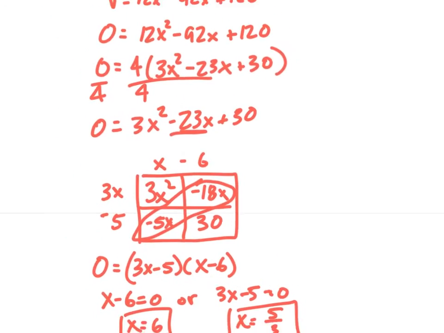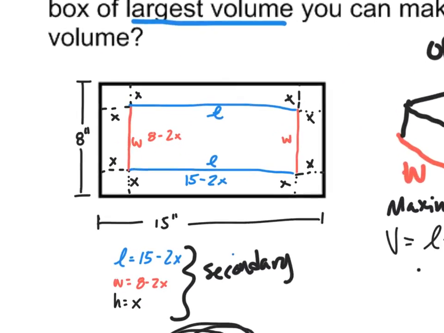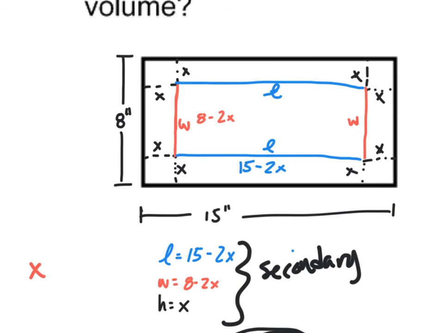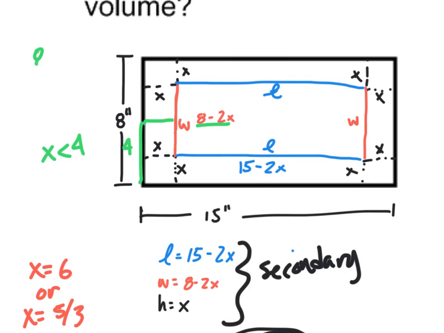Okay, and here's why. If you think about whether x could be 6 or 5/3, you have to think about something here. The largest value for x that we can cut out would have to be less than 4. Here's a length of 4. x has to be less than 4 for us to be able to make a square here. And the way that I get that is I take my smallest length, or my width, which is 8 minus 2x, set that greater than 0.